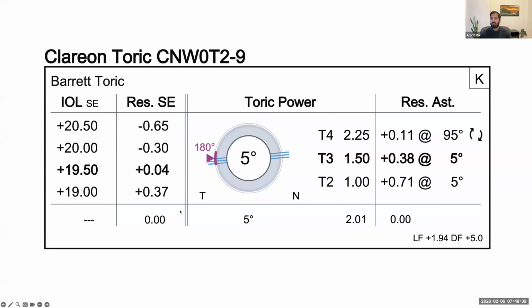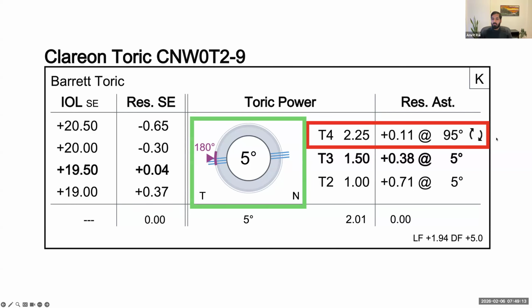Now you might say, how could you be 90 degrees off in your toric axis? Well, I've seen it happen based on confusion of how to read a biometry printout. Let's take a look at an example. In this case, if I used a T3 toric, there would be 0.38 diopters of residual astigmatism. If you choose a T4, then there would be 0.11 diopters of residual astigmatism. The error comes from thinking that your T4 should be implanted at an axis of 95 degrees instead of 5 degrees.